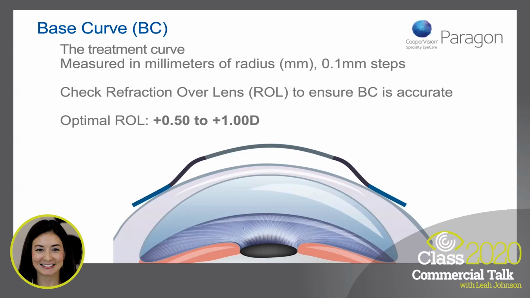Well, when a patient is wearing their CRT lenses, they should be able to see 20/20 through the lenses. Then, check the refraction over the lens, or ROL, and perform a subjective manifest refraction, or an autorefractor is okay. But the refraction over the lens, or ROL, should be +0.50 to +1.